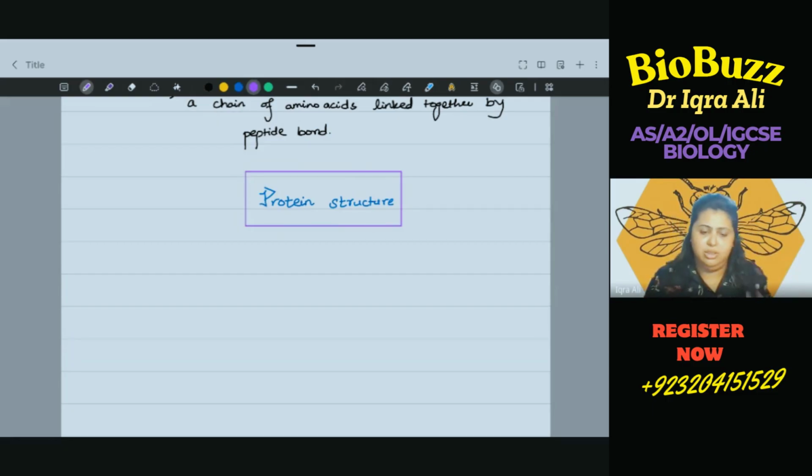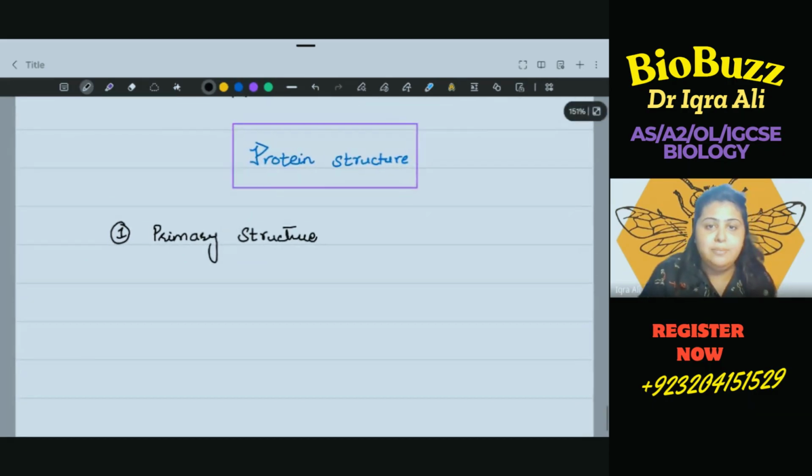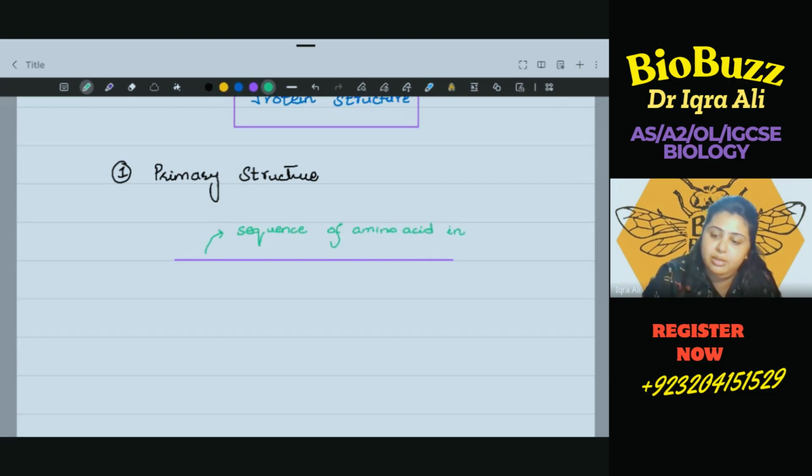So starting from the primary structure, the primary structure is a very easy structure that you have all studied right now. Okay, so what is a primary structure? Primary structure is just this structure. This structure is called a primary structure. Miss, is this the only structure? Yes, exactly, this is the structure. This is the primary structure, in which we have the sequence of amino acid in a polypeptide chain. Primary structure is a structure that refers to the sequence of amino acid in a polypeptide chain. Okay, this is the primary structure, that is it.